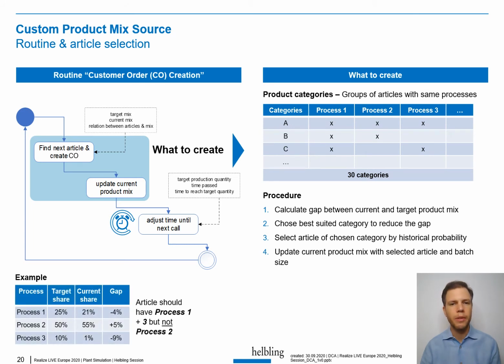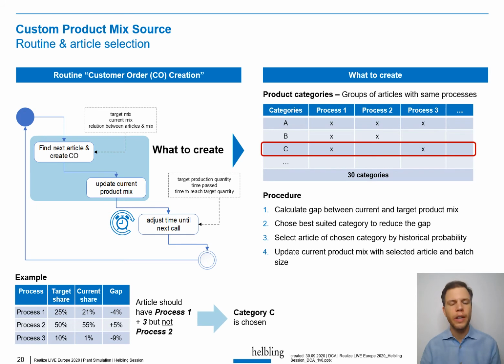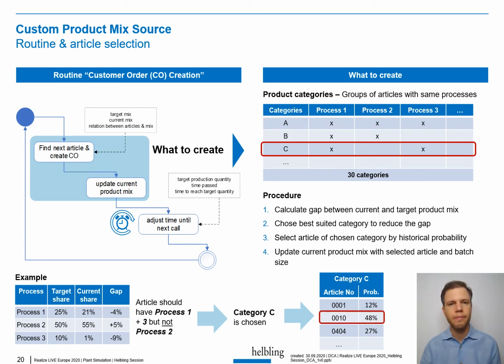Let's show an example. From the gap we can see that the article should have process 1 and 3, but not process 2. Therefore, category C is chosen. And from the various articles in that category, the most probable to be chosen is article 10.